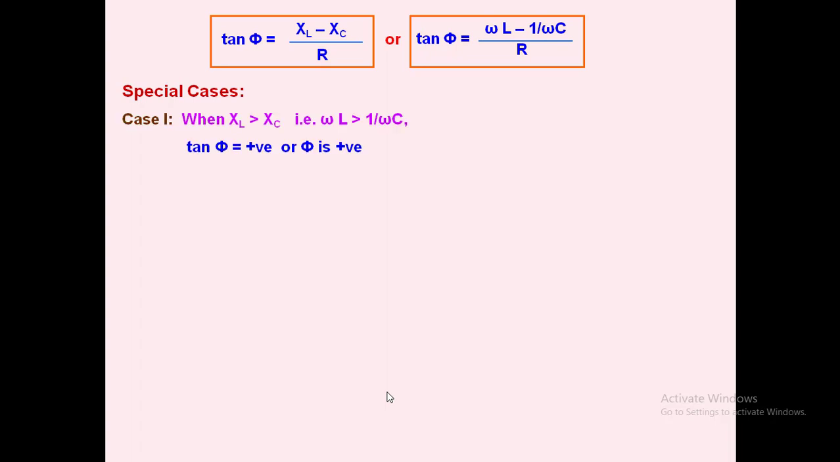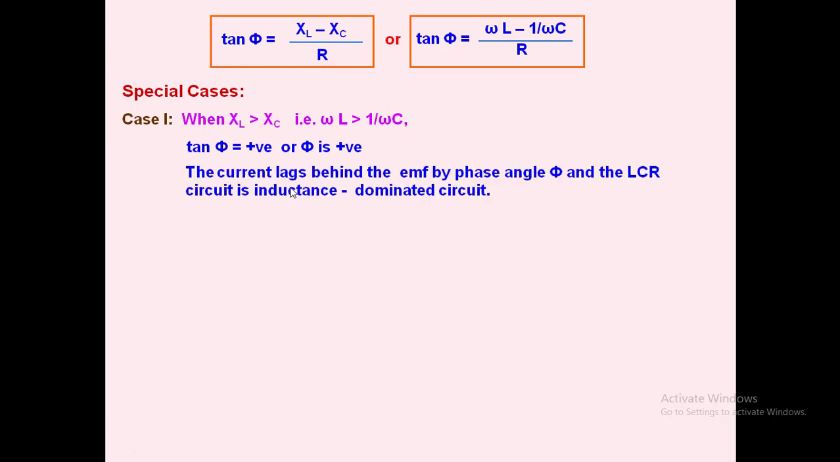Special cases. When XL is greater than XC, that means the inductive reactance is more when compared to the capacitive reactance, then omega L is greater than 1 by omega C. Therefore, tan phi is positive, because the expression XL minus XC becomes positive. So phi is positive. That means the current lags behind the EMF by phase angle phi, and the LCR circuit is an inductance dominated circuit. At this moment, who is going to dominate the circuit? Inductance is going to dominate the circuit. So who is going to lead here? EMF will lead whenever XL is greater than XC.